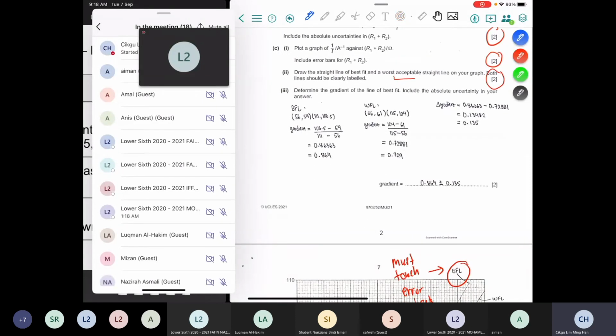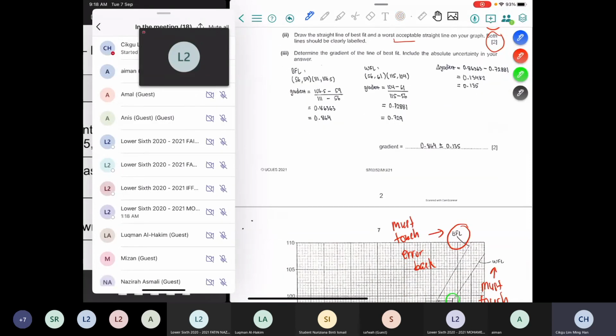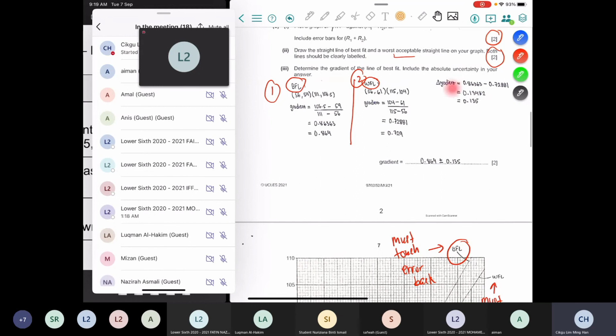Now let's look at the gradient. So this is the point that Fatin used. This one is up to you, whichever one you want to do is up to you. What I want to emphasize here is you need to do 2 tasks. First, you must get the best fit line. Second, you must get the worst fit line. The reason why you need the gradient of the best fit line and the gradient of the worst fit line is so that you can get the uncertainty.